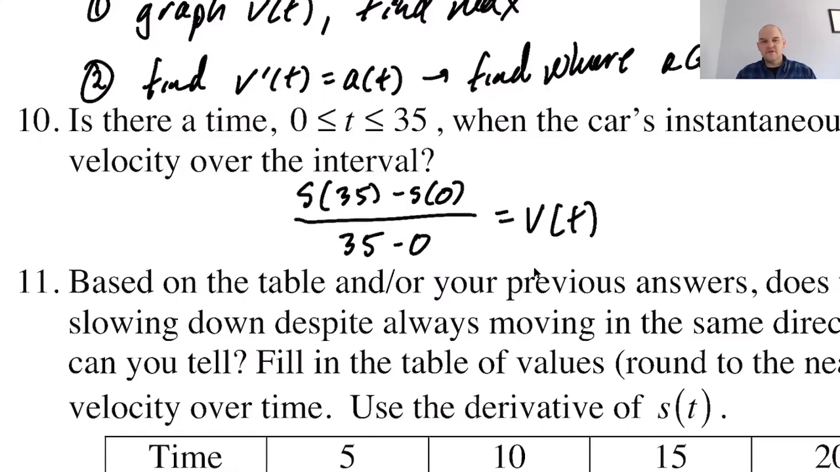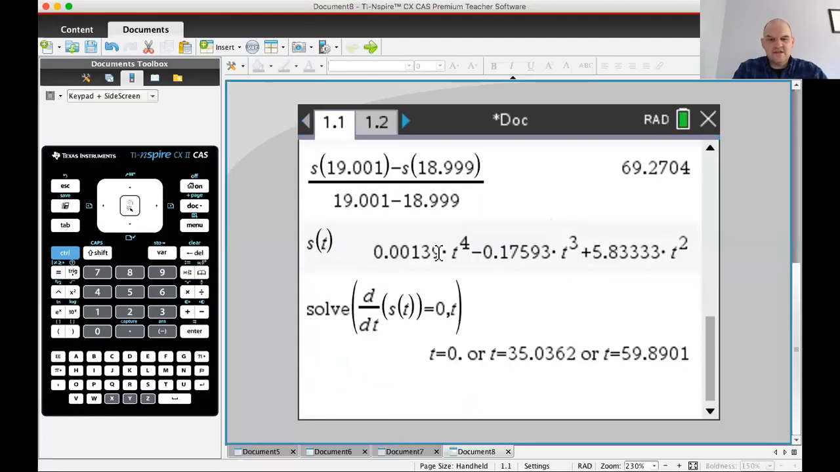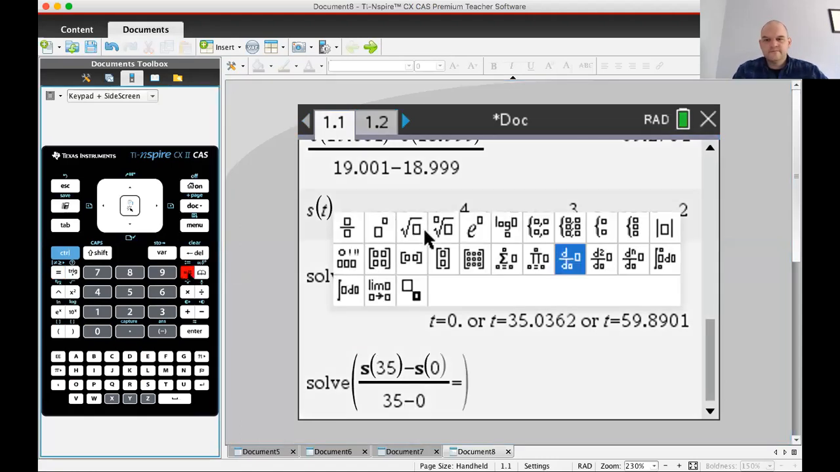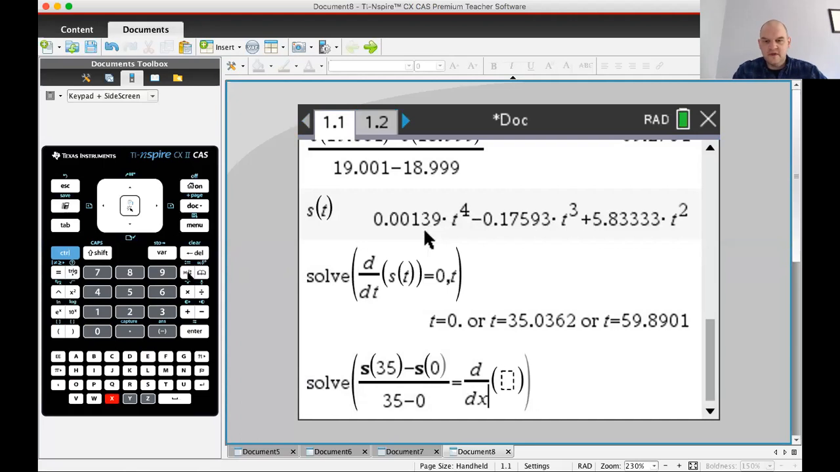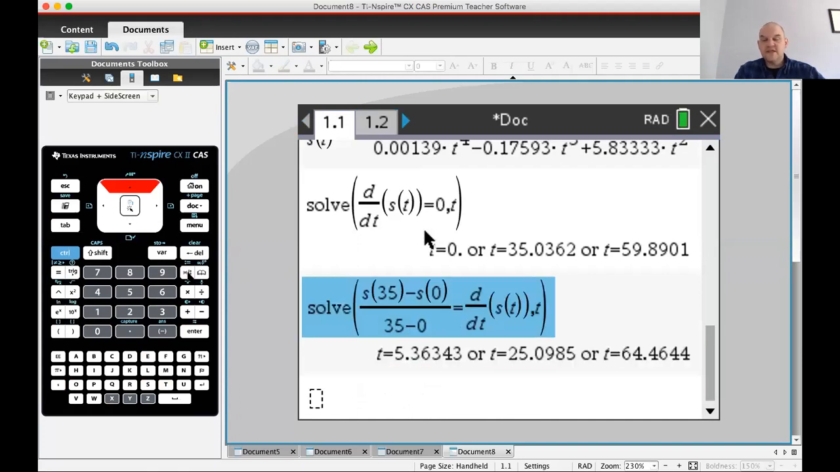Okay, so let's do that. Let's see if this has any solutions. So back to the calculator. And maybe we'll do that on a calculator page, I guess. So we want to solve S of 35 minus S of 0 over 35 minus 0 equals the derivative. I should have stored this at some point, but I didn't. So the derivative of S, which is v of t, and solve for t. So we get, there's actually 2 times, it turns out, on the interval from 0 to 35.